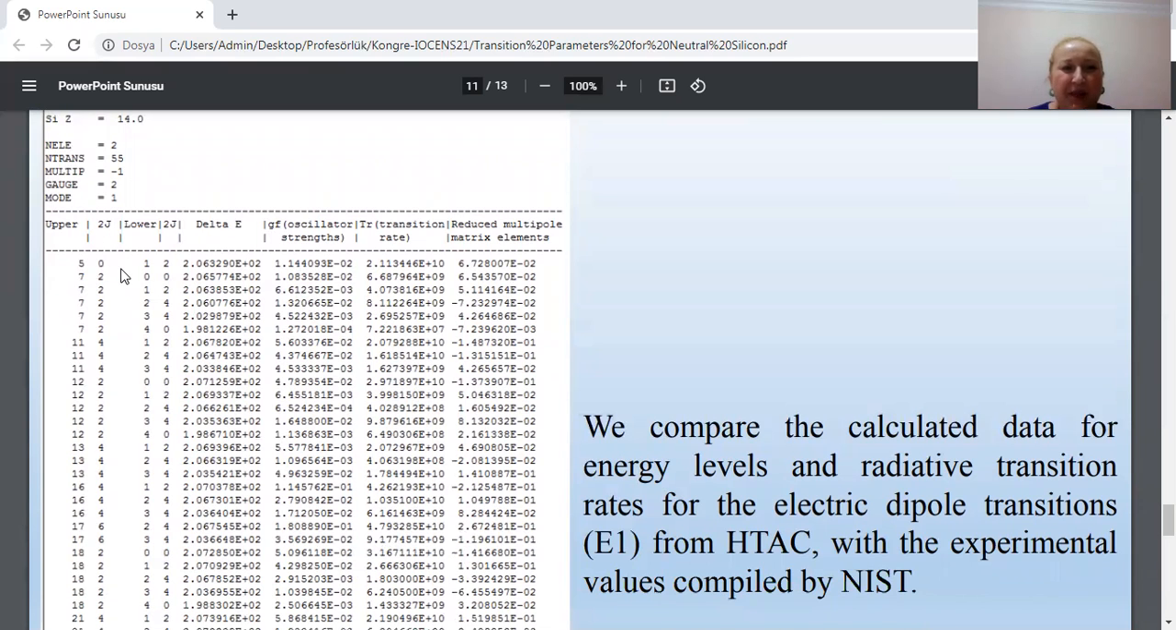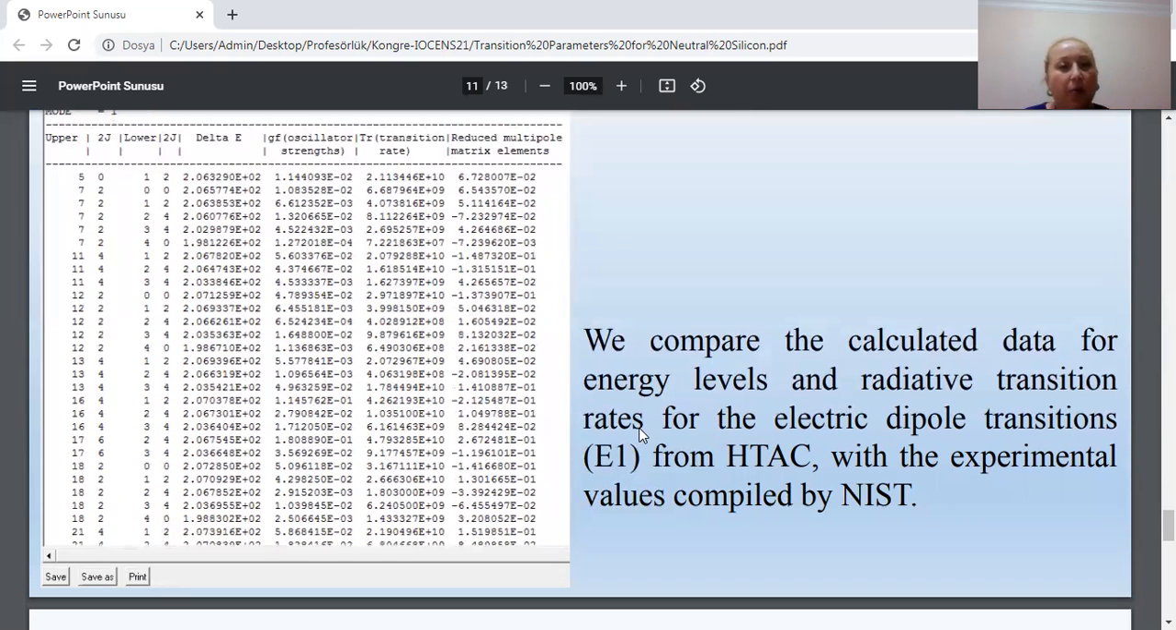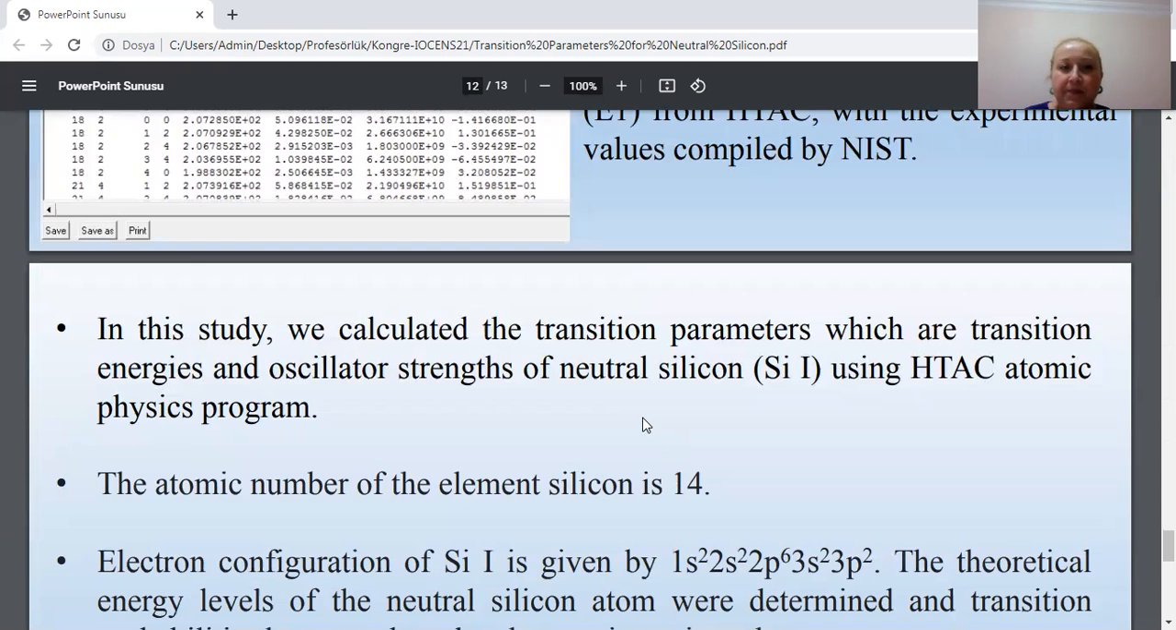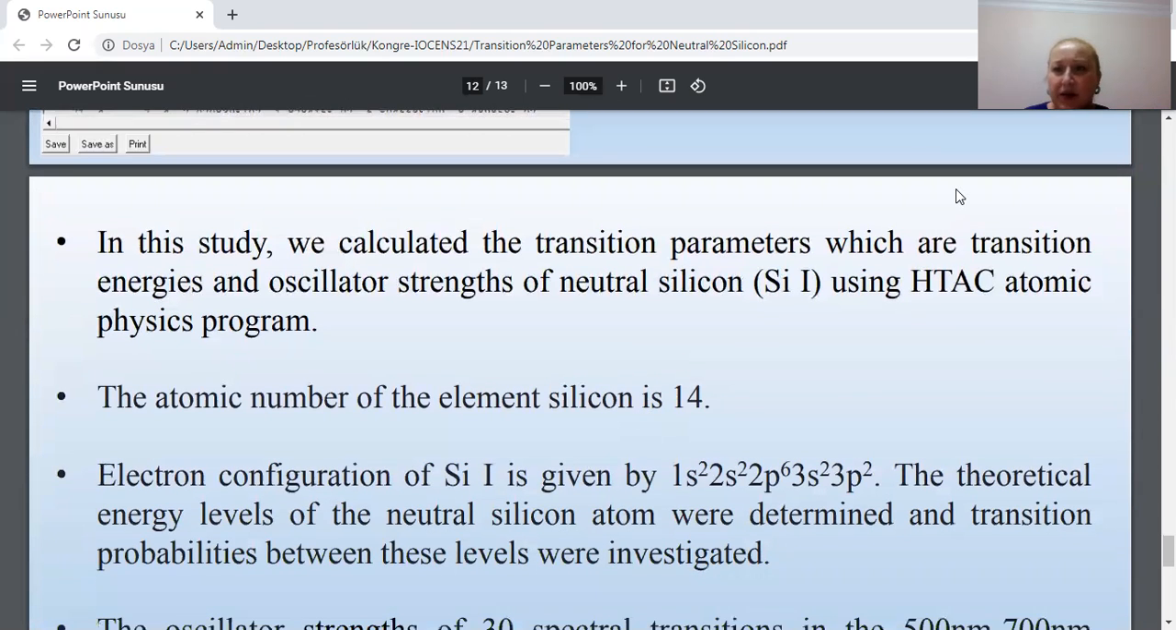You know the upper level and lower level, so the J value, from the fine structure, we know, and we can find the energy difference, the delta E. This is the energy difference. So you can calculate the oscillator strengths of these transitions, and you can compare with the NIST. Yes, you can see the NIST in the reference also. Yes, you can compare the experimental values and the theoretical values. So maybe I can give a brief about this one.